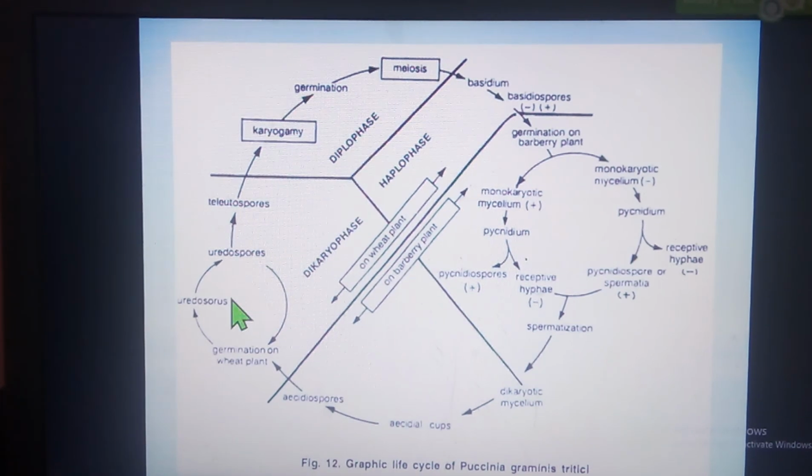Whereas the teliospore formation and the uredospore formation happen on the wheat plant.